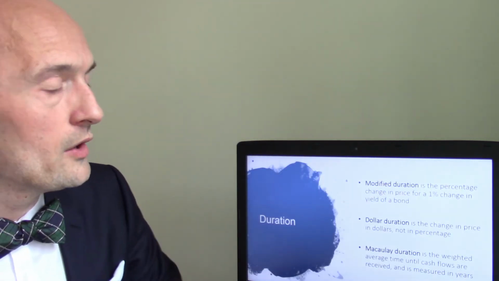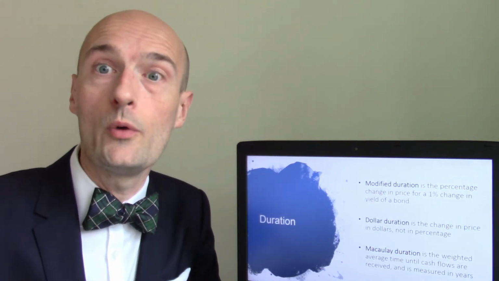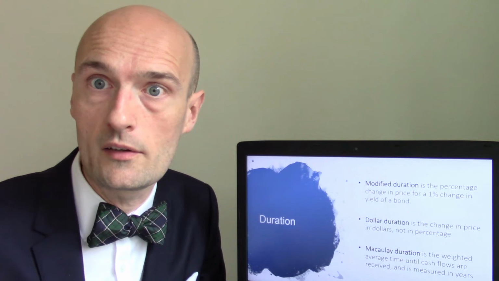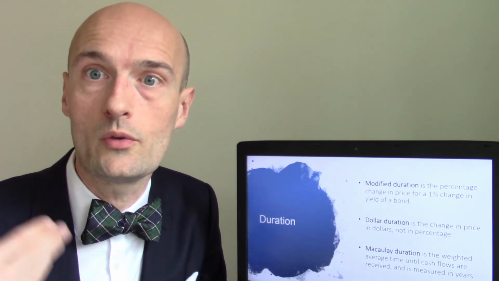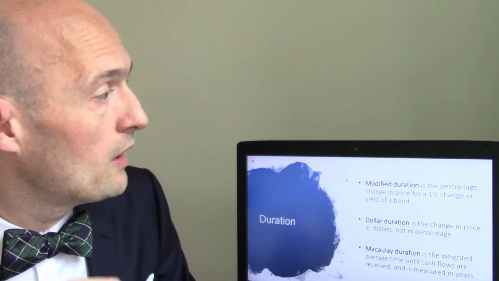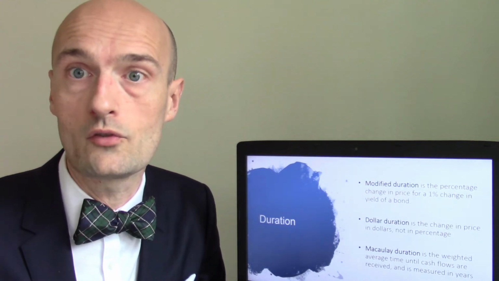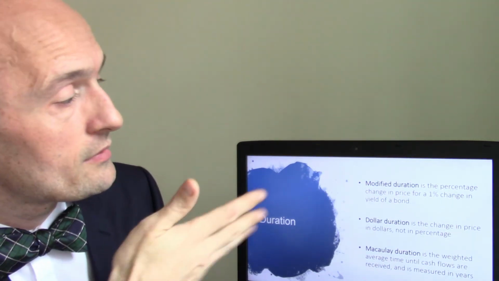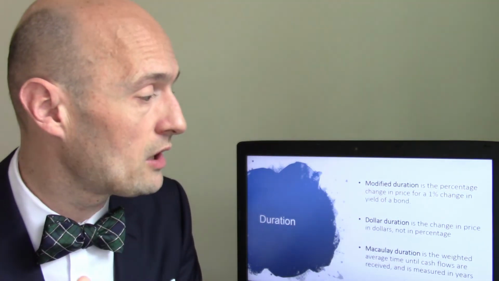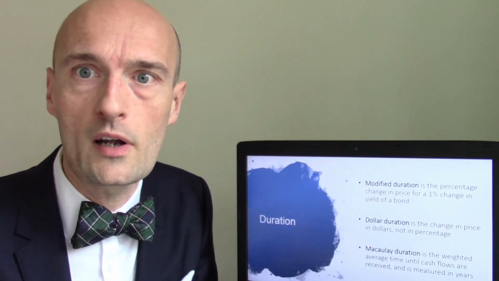All right, so duration then. Duration is a calculation that we're able to do. We've gathered all this information that different bonds have different interest rate sensitivity. So the next thing we can do is calculate the interest rate sensitivity of various bonds. The calculation that we do is called duration. We calculate the duration of a bond, and there are a bunch of different ways of calculating duration: modified duration, dollar duration, or Macaulay duration. They're really the same thing, just expressed differently.